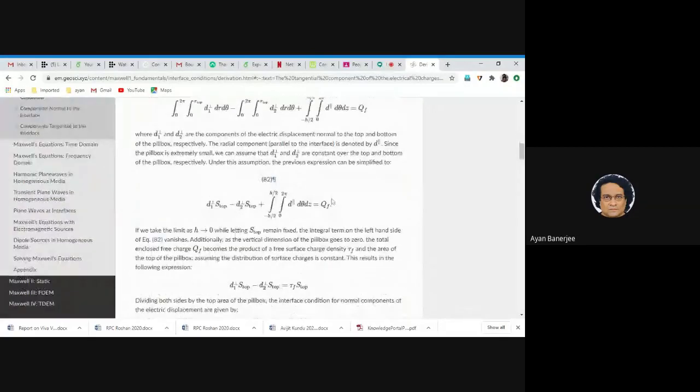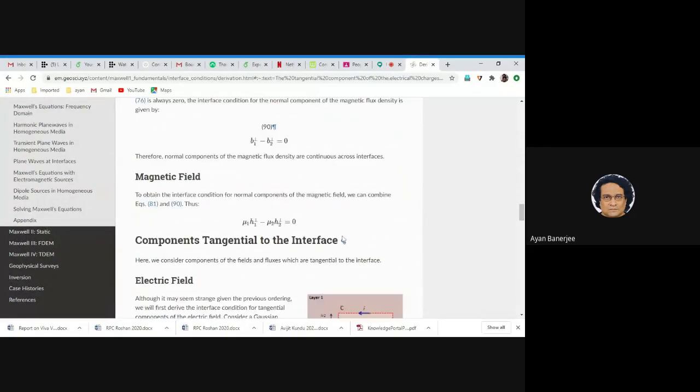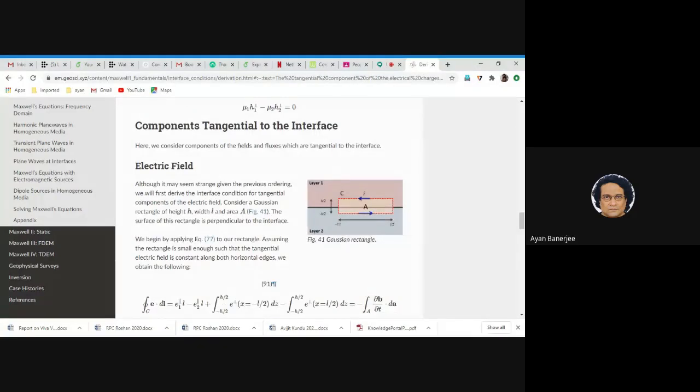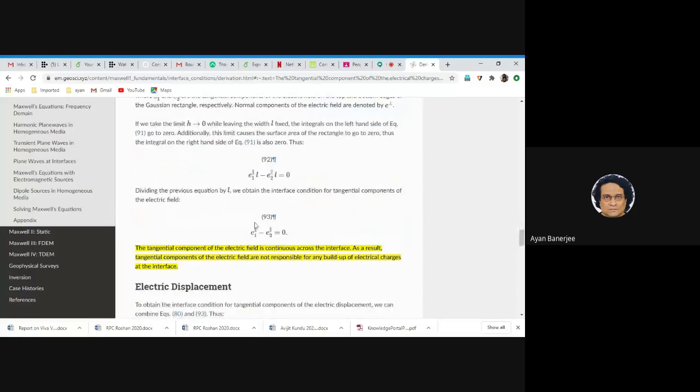So this is very nice. They do the entire treatment and finally come to this: the normal component, as you see, is continuous. And writing this in terms of H and the electric field, they find that the tangential component of the field is continuous at the interface. So this is very important. The tangential components of the electric field are not responsible for any buildup of electrical charges. Conceptually, this is very interesting.